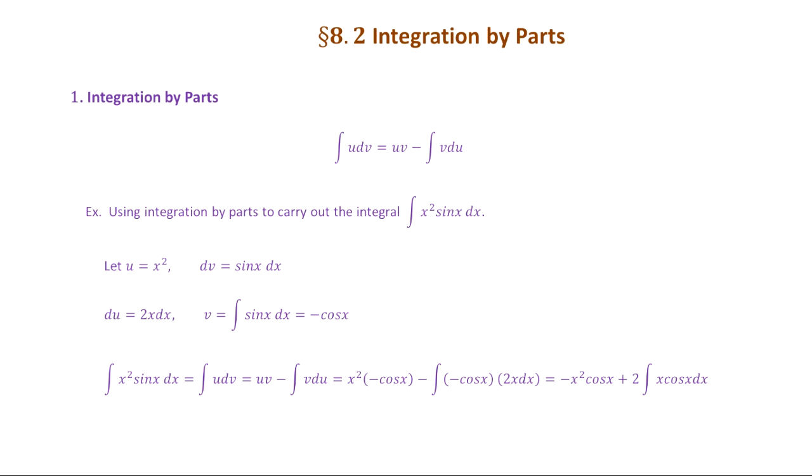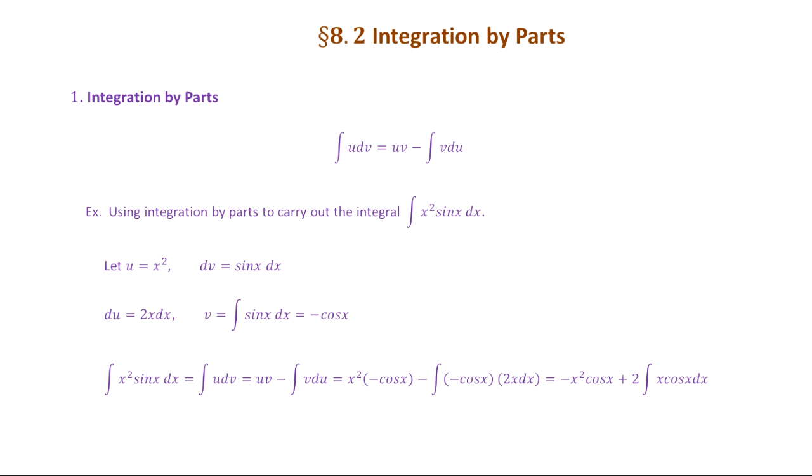So for the standard procedure, by taking the differential of u, you get 2x dx. X squared, take the derivative, is 2x. And to get v, you just integrate sine x to get negative cosine x. So that's just v. So we have the integral of x squared sine x dx rewritten as u dv. So that's uv minus the integral of v du, according to the formula for integration by parts.